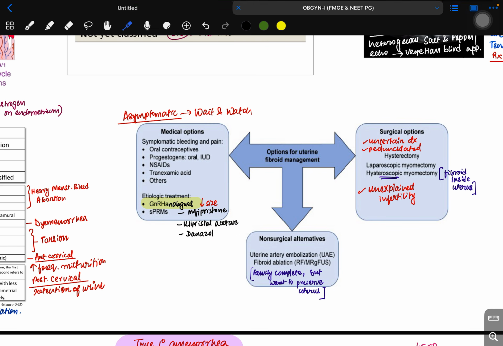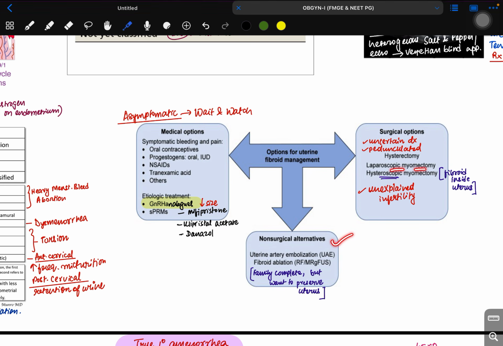The surgical options: if it is symptomatic, or it is an uncertain diagnosis, or pedunculated, we can do the hysterectomy. Hysteroscopic myomectomy is done if the fibroid is inside the uterus, or if there is unexplained infertility, we can also do the surgical options. Another surgical option is the laparoscopic myomectomy.